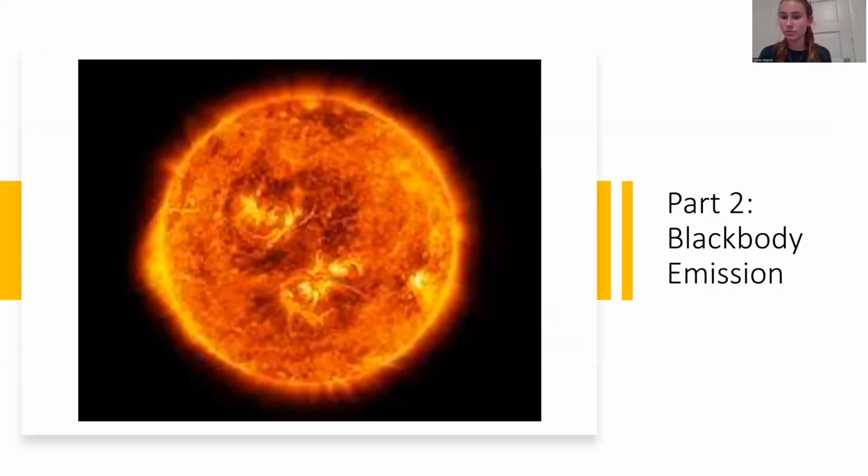So moving on to part two, blackbody emission. For a quick little background, a blackbody emitter gives off radiation in a range of wavelengths when heated, and this range changes with temperature. So the sun is a very classic example of a blackbody emitter.